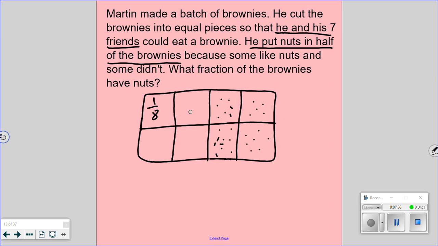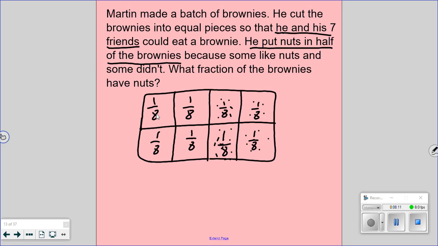What about this one? 1/8. What about this one? 1/8. They're all 1/8. So each piece is 1/8 of the total. Martin did not get the whole brownie pan. He got 1/8, 1 piece.